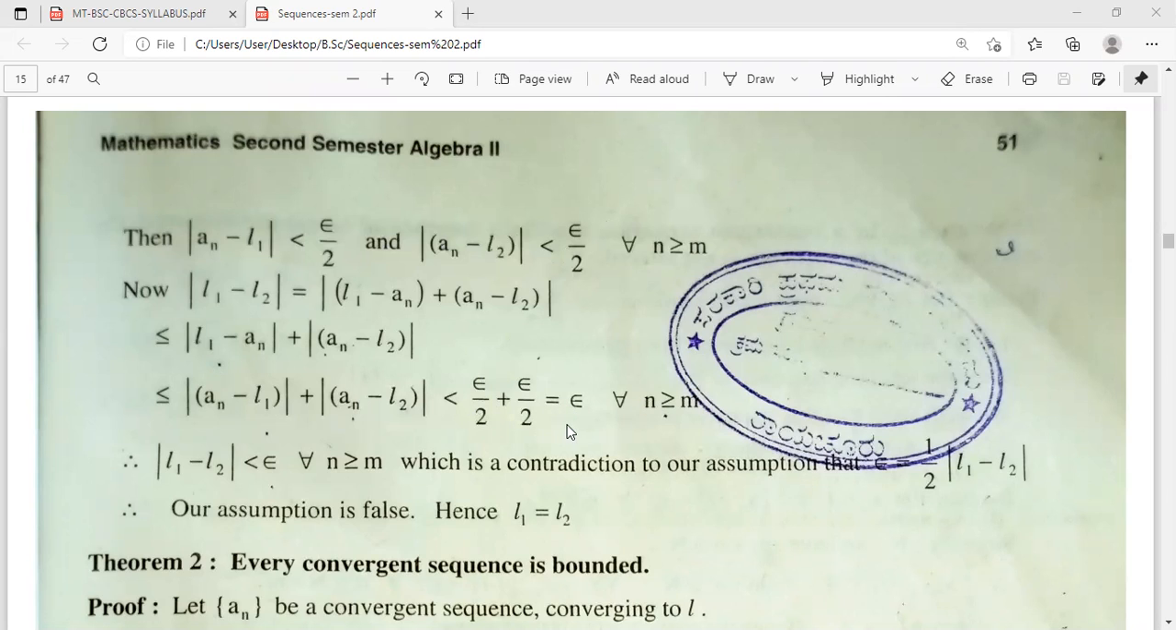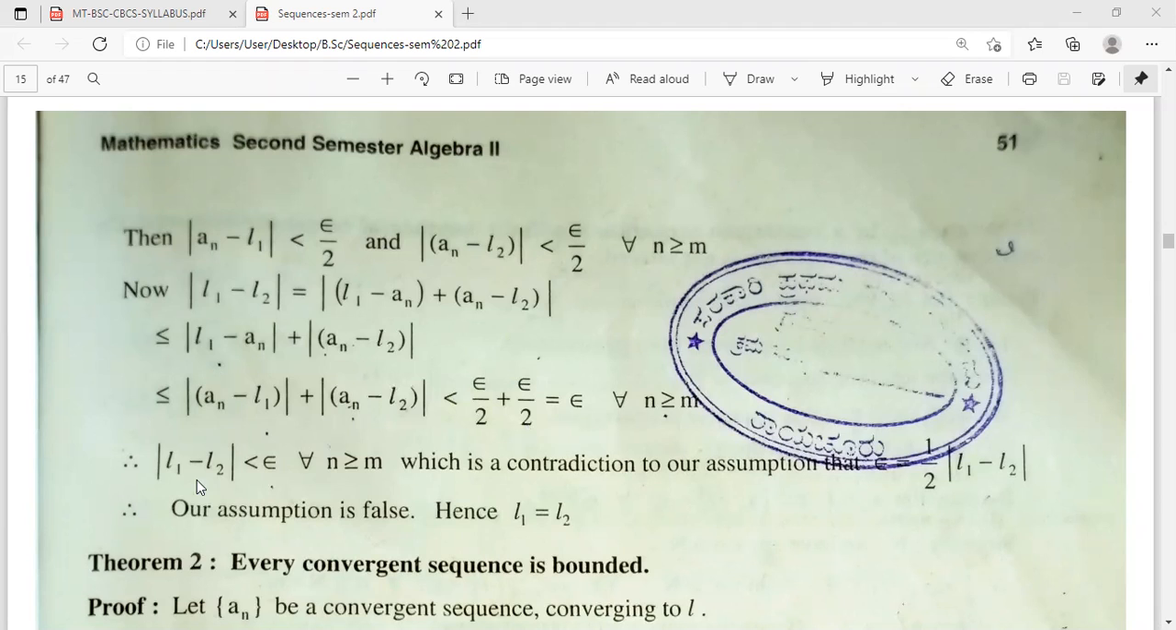Why do you have to write this as epsilon? According to the definition, you have to prove that the modulus of L1 minus L2 is less than epsilon for every n greater than or equal to m. That we have to prove, because we have to get the definition. That's why we are writing it here. We add the two terms, epsilon by 2 plus epsilon by 2, and the 2s cancel, so we get epsilon.